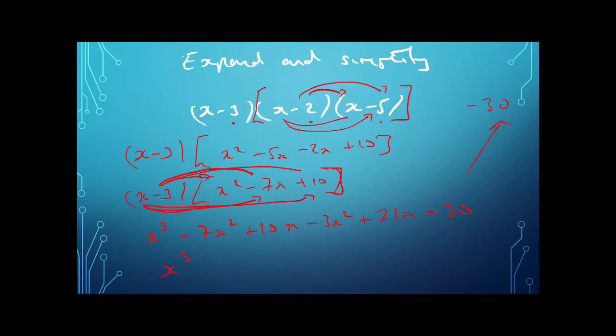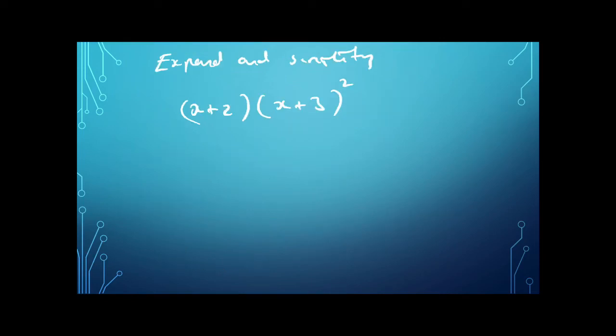x cubed, negative 7x squared minus 3x squared is minus 10x squared. 10x plus 21x is 31x. And negative 30. Okay, so what does this mean? This means x plus 2 times x plus 3 times x plus 3.